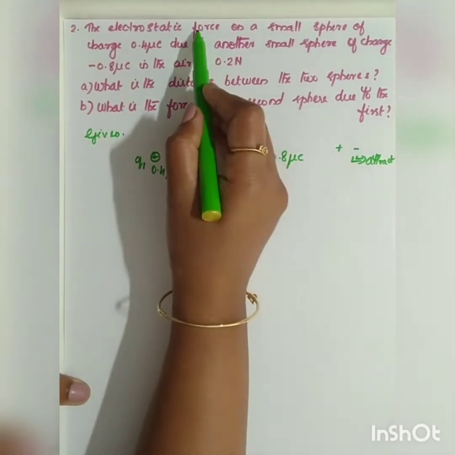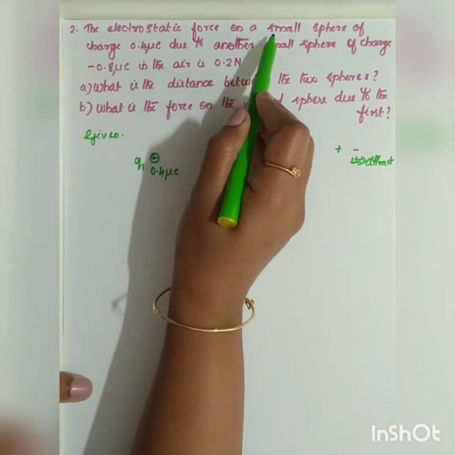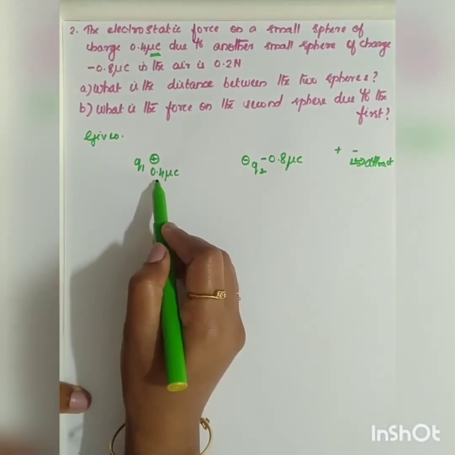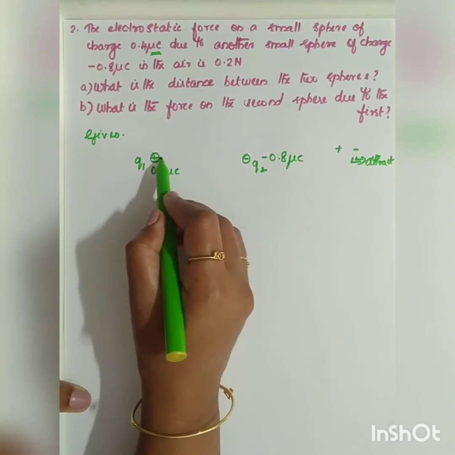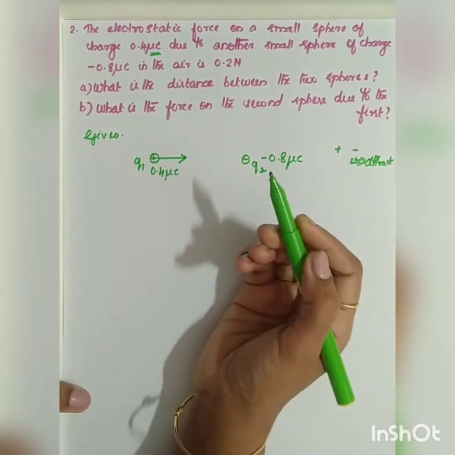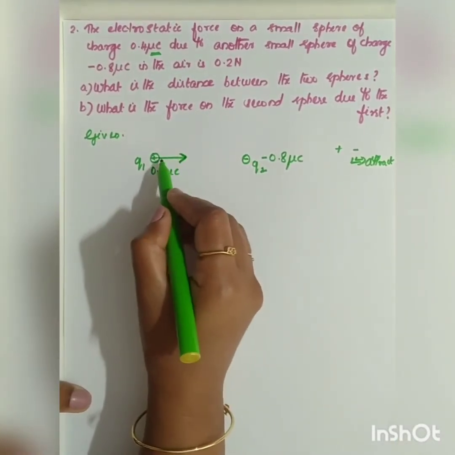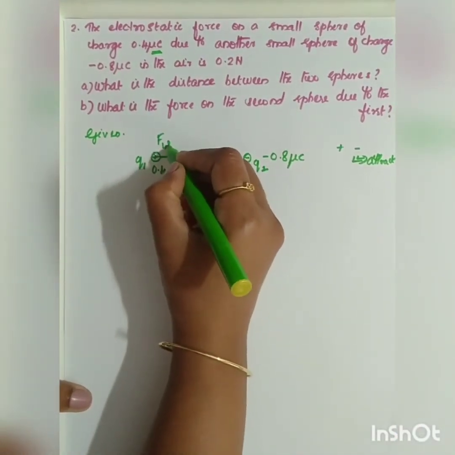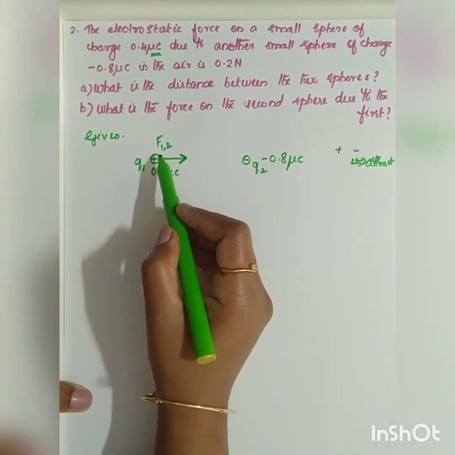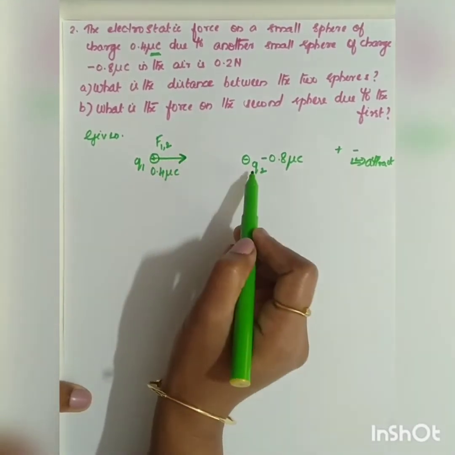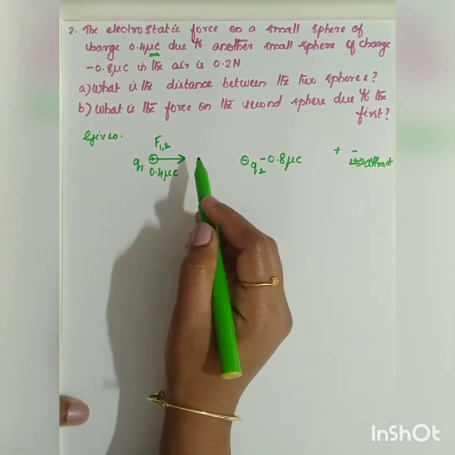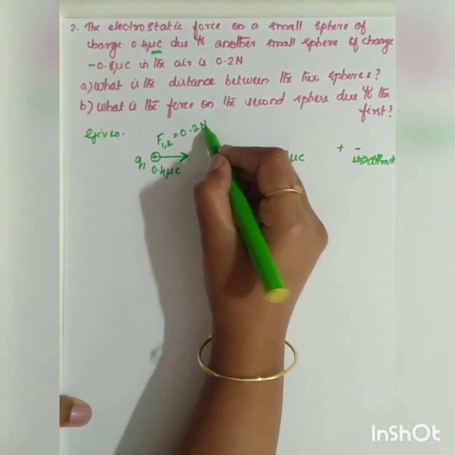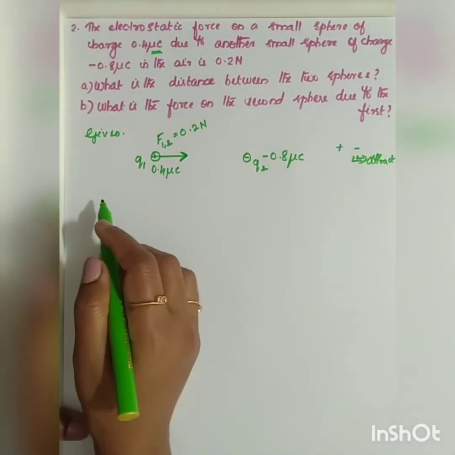Okay, so which force is given? The electrostatic force on a small sphere of charge Q1, that is the charge of 0.4 microcoulomb, is given. So this will be the direction, right? Since it is attracting towards Q2, I can represent it as F1,2. This is the force on Q1 due to Q2, which is attractive in nature. What is the value? The value is given as 0.2 Newton. So, understood this?